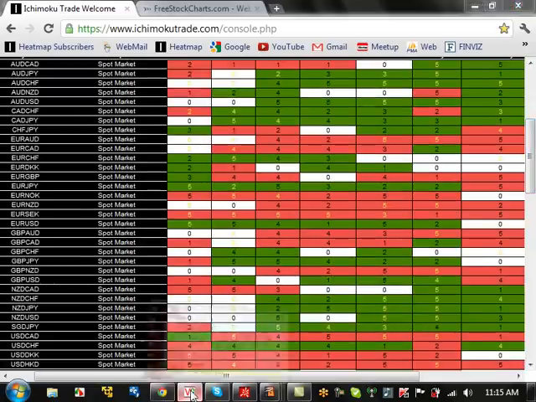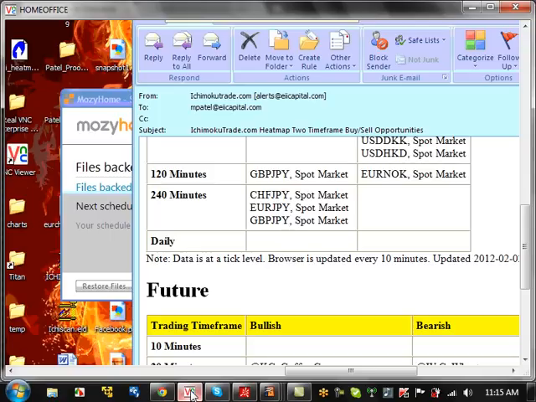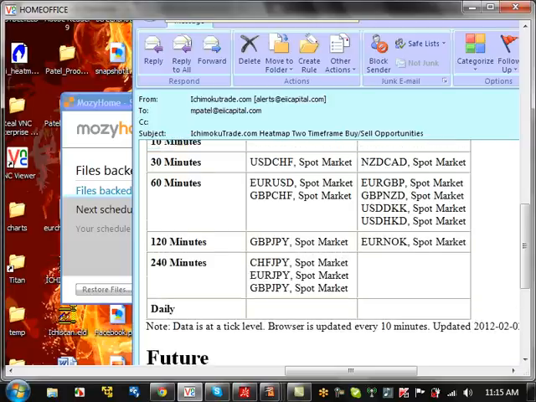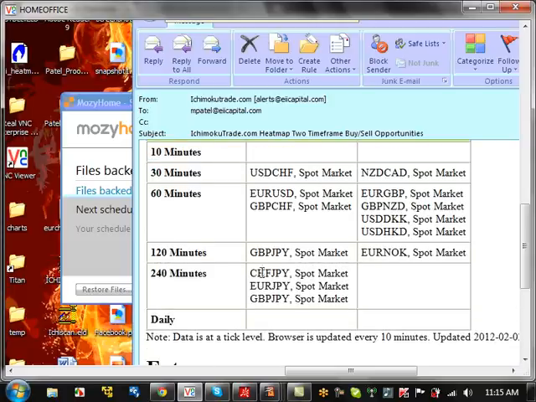If you go look at our email module, which gives you 2 time frame buys and sells, this was basically Friday at the market close. You can see there's nothing on the daily time frame at all that's giving you 2 time frame buys or sells. If you scroll up, you could see them on the lower time frames, the 240 minutes and the 120s, but nothing on the daily at all.